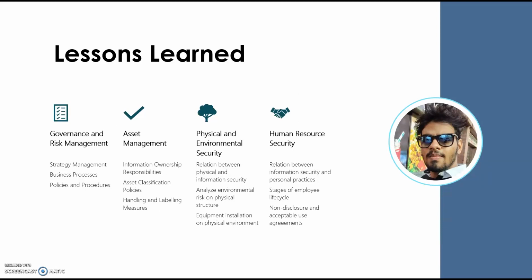Lessons learned. Now I would like to discuss what we have learned in each phase of the policy. Governance and risk management: information strategic management, priority of business processes, and how to implement policies and procedures. In asset management: information ownership responsibility, how assets are classified for policies, and measures of handling and labeling information. In physical and environmental security: analyzing the environmental risk on physical infrastructure, and equipment needed to secure the physical environment such as cameras, biometrics, and fences. Human resource security: stages of the employee life cycle, non-disclosure and acceptable use agreements.